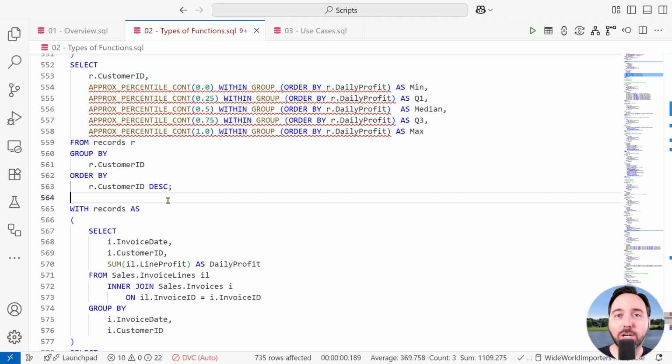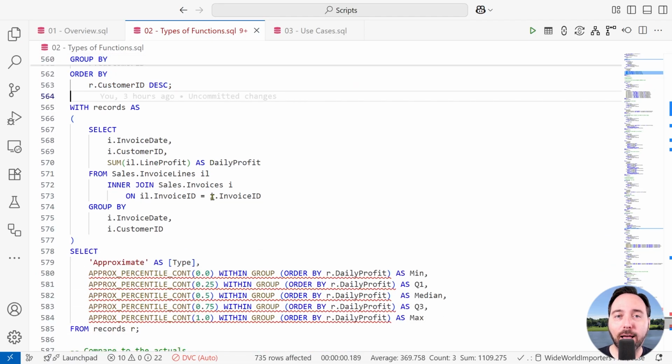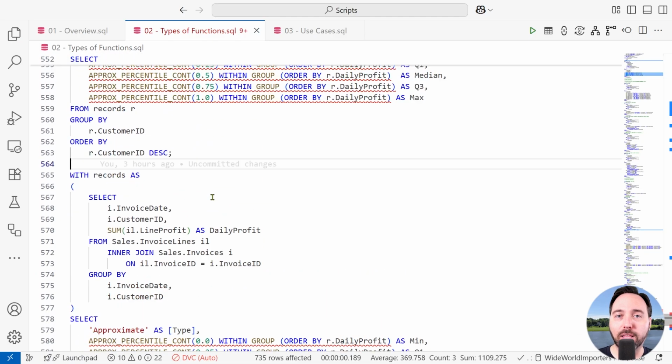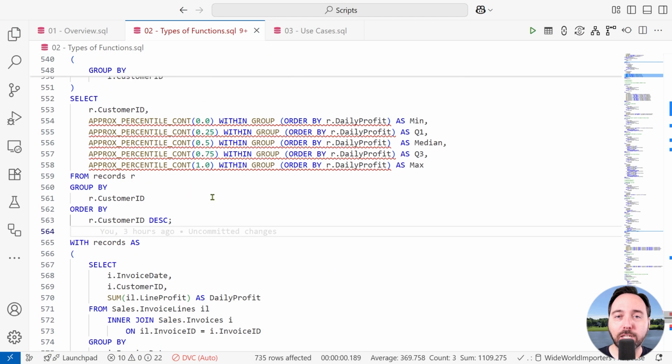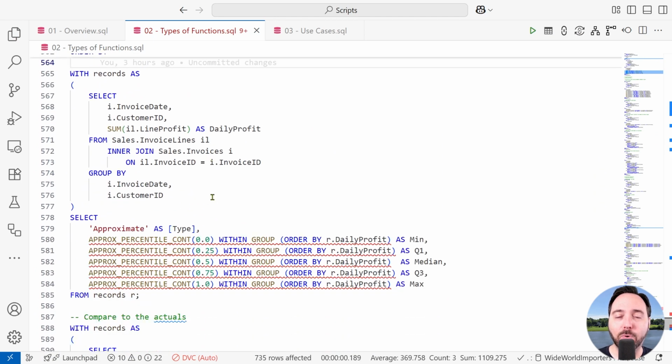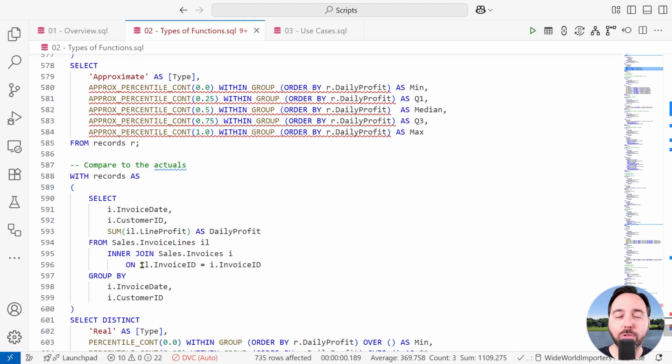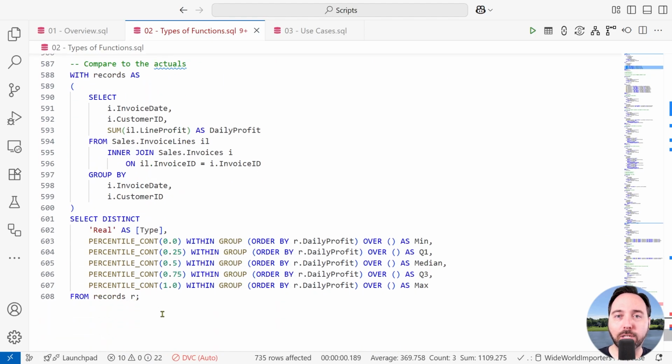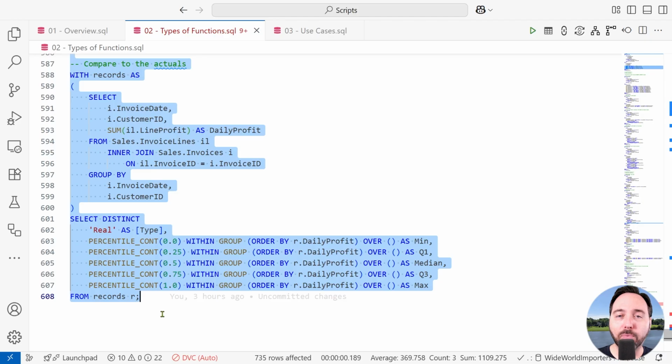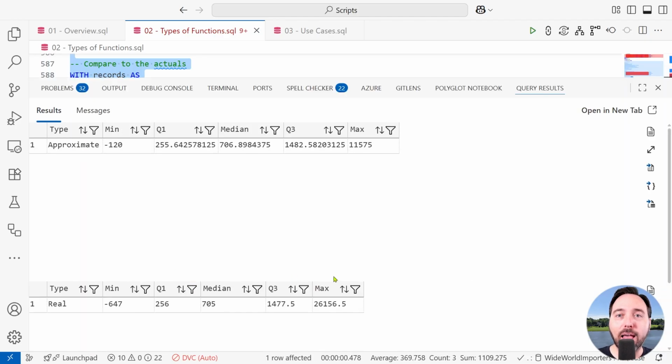Now, to make things easier, I am going to calculate a single 5-number summary across all 500,000 rows. The first query is approximate percentiles, the second query is actuals. In both cases, I'm using the continuous function instead of the discrete. And when I run these, we can compare the values. As you can see, the min and max are way off for my approximations compared to the real values. But the median, as well as the first and third quartiles, are within approximately 1% of the actual value.